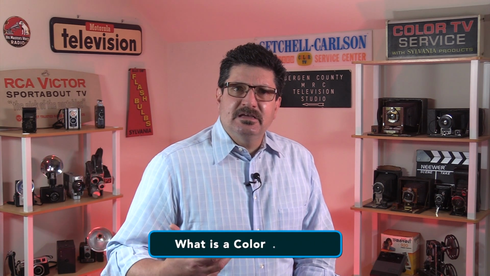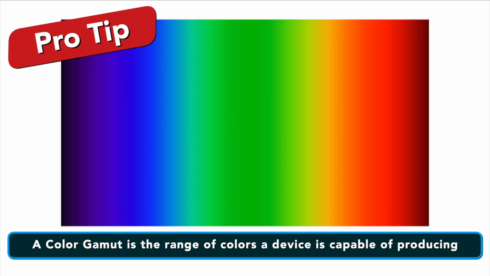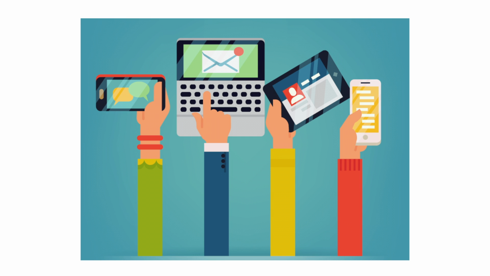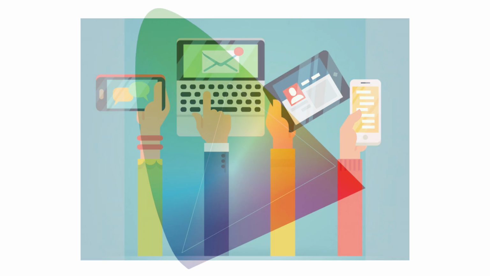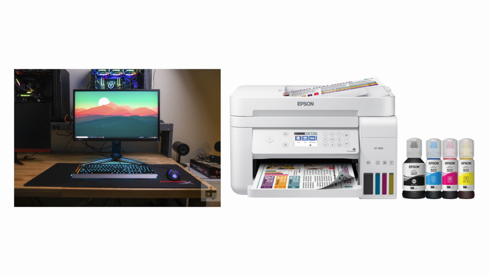So what is the color gamut? A color gamut is the range of colors a device is capable of producing. Devices can include digital cameras, printers, monitors, and even paper. As an example of the different types of color gamut offered by different devices, we can take a look at the difference in color gamut between a monitor and a printer.